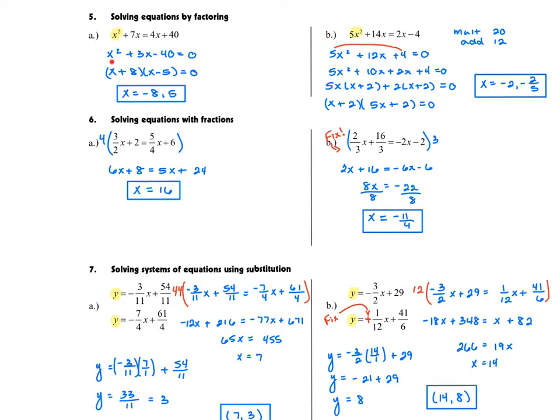The next thing you're going to do is factor this. It's going to factor into x plus 8 and x minus 5. That should be pretty easy. Again, we reviewed that in the previous video.